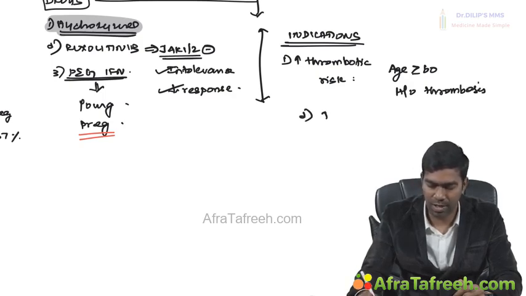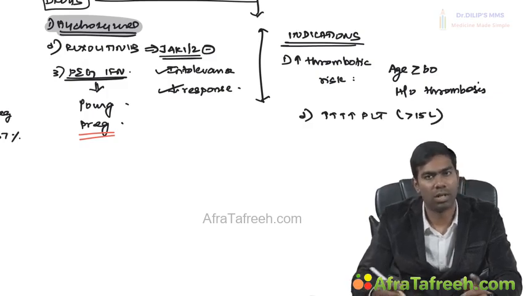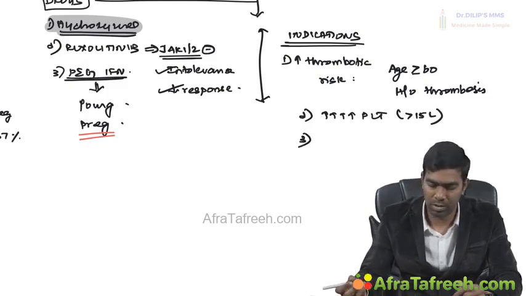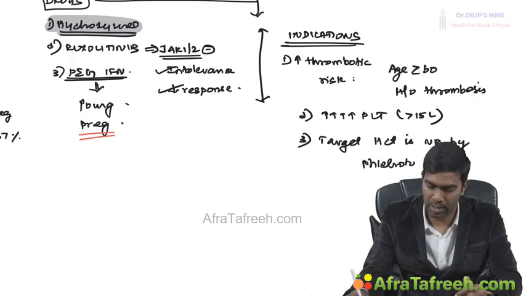Second one, if there is a very high platelet count, typically more than 15 lakhs, definitely you have to give any of these cytoreductive drugs. Suppose the target hematocrit is not reached by phlebotomy, then this also becomes an indication to start the drugs. So these are some of the important treatment aspects that you might need to know.